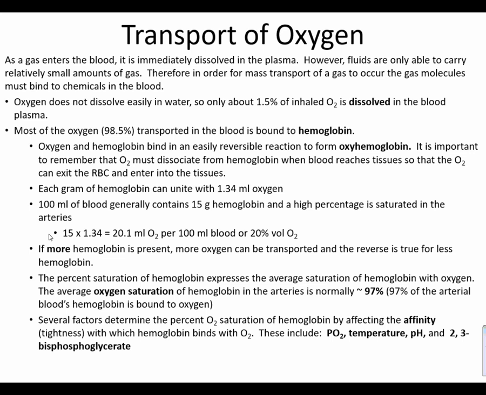Now, percent saturation of hemoglobin expresses the average saturation of hemoglobin with oxygen. The average oxygen saturation of hemoglobin in our arteries is almost 100%. It's 97% roughly, which means that 97% of our arterial blood's hemoglobin is bound to oxygen.